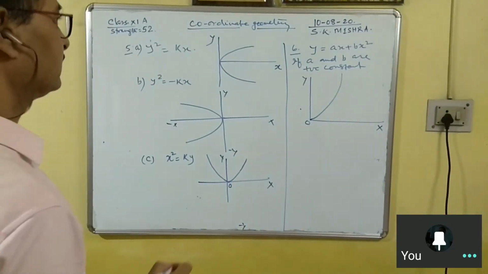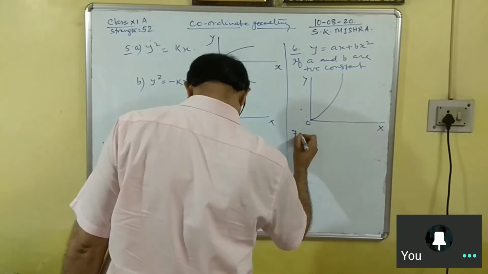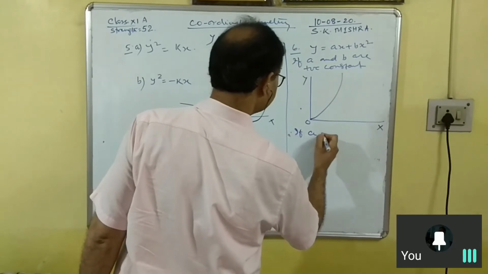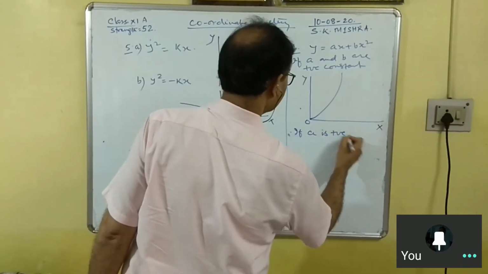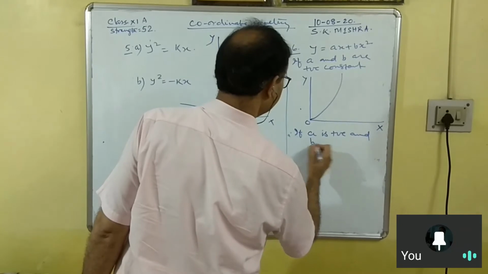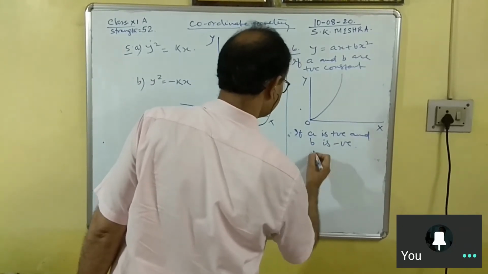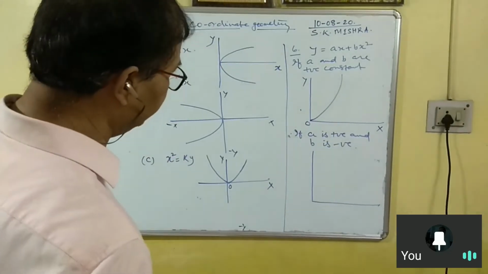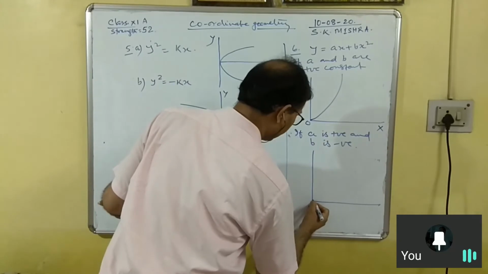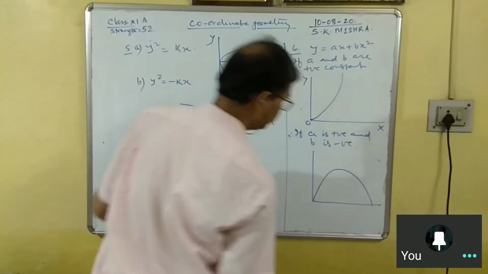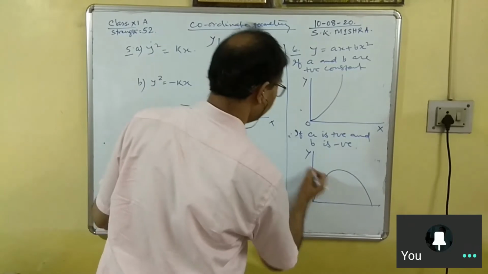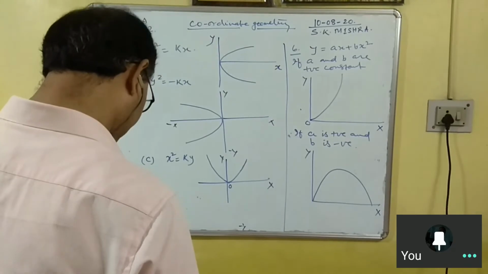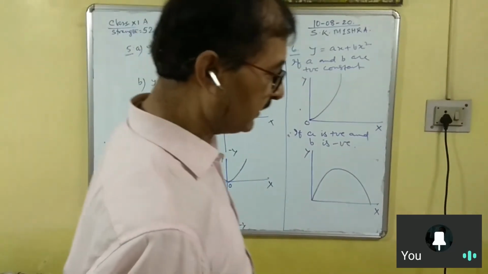Now the seventh one is, if A is positive and B is negative, then in that scenario the graph will be a parabola like this, with the y-axis and x-axis. And finally, this type of graph comes in projectile motion.